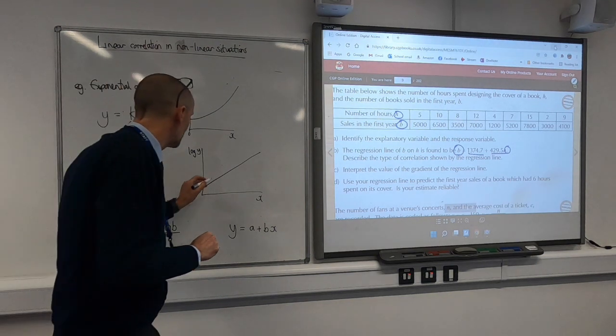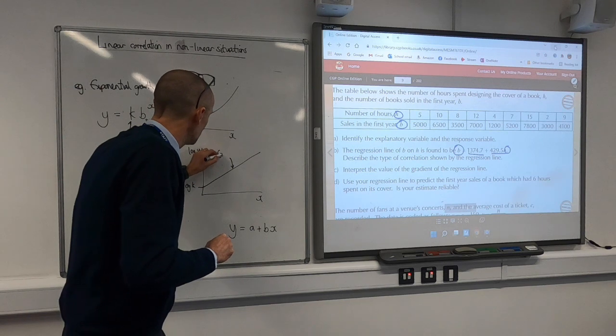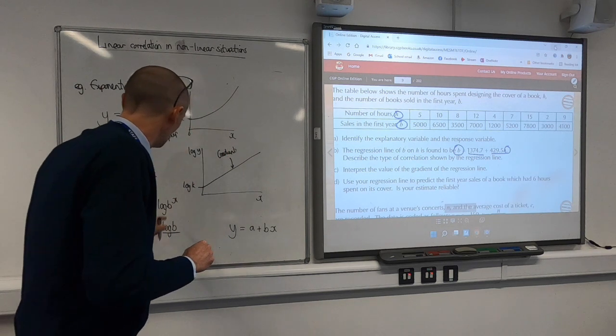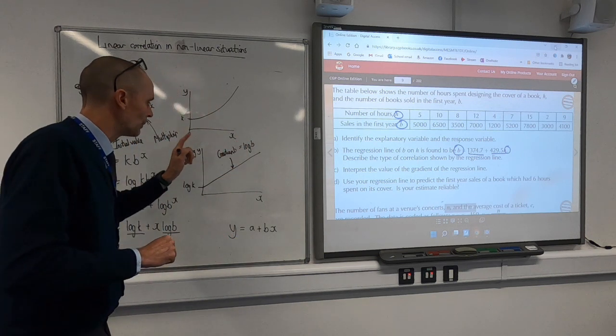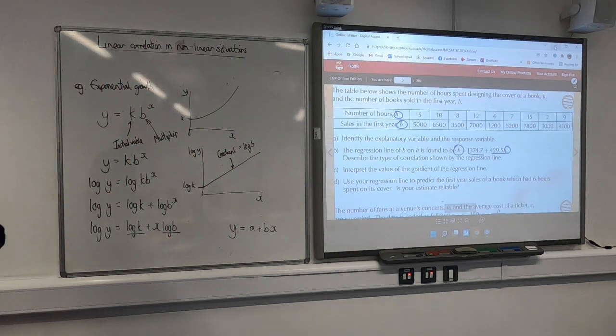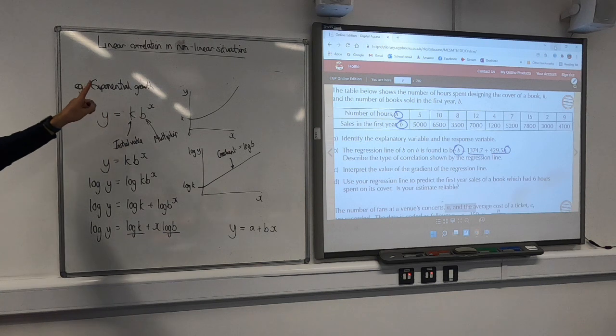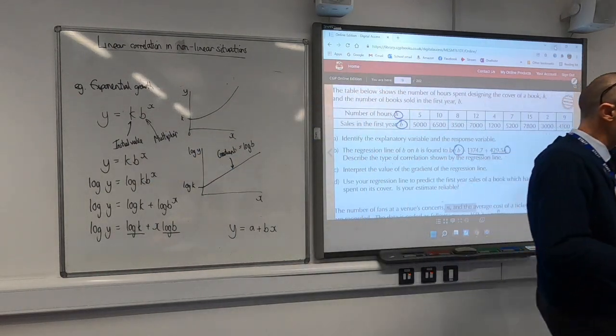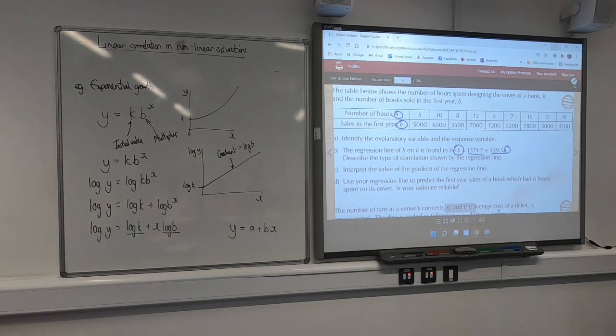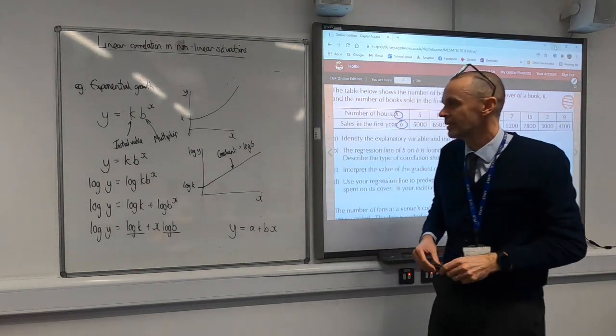And I know that the gradient will be log b. And if I know what the gradient is, I know what log b is, then I can do 10 to the power of to work out what b is. So I can get back to my original equation. So this is a really neat trick, because sometimes you think something's growing exponentially and you want to describe it with a formula, but you don't know how to do it, you can use this trick to do it.